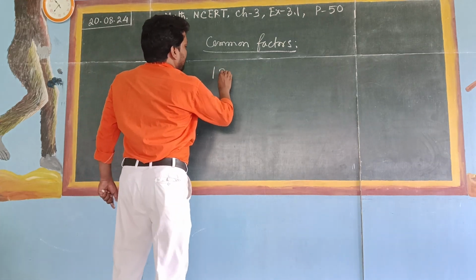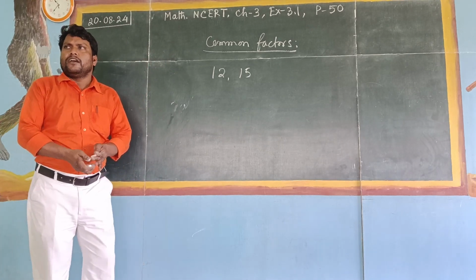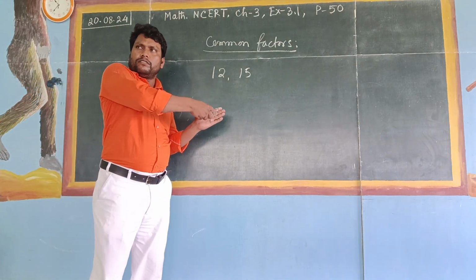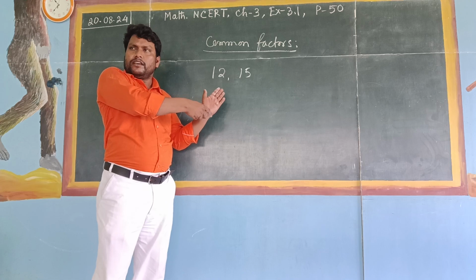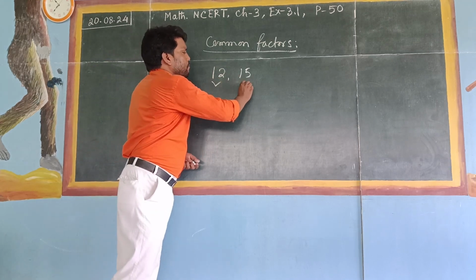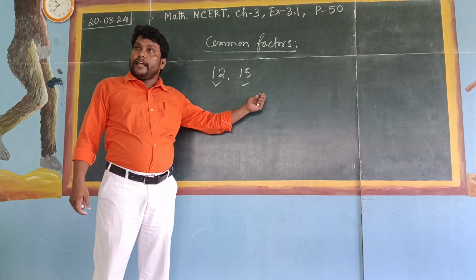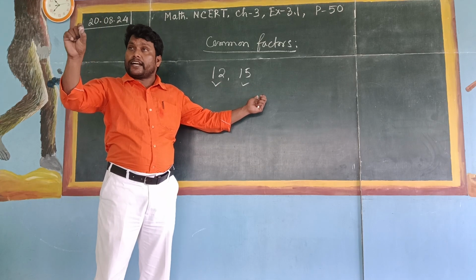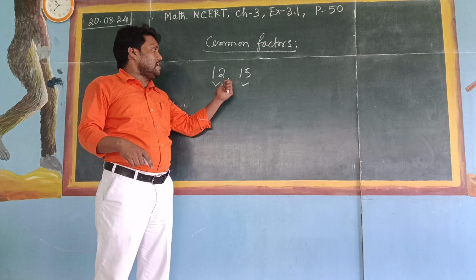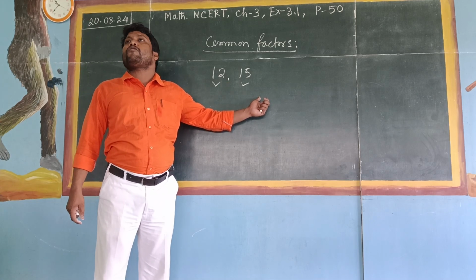Suppose 12 and 15. Find the common factors. Common factors means I have solved the factors. So common factor is nothing but this: you will find the factors of both numbers, and which factors are present in both, that will be the common factor.